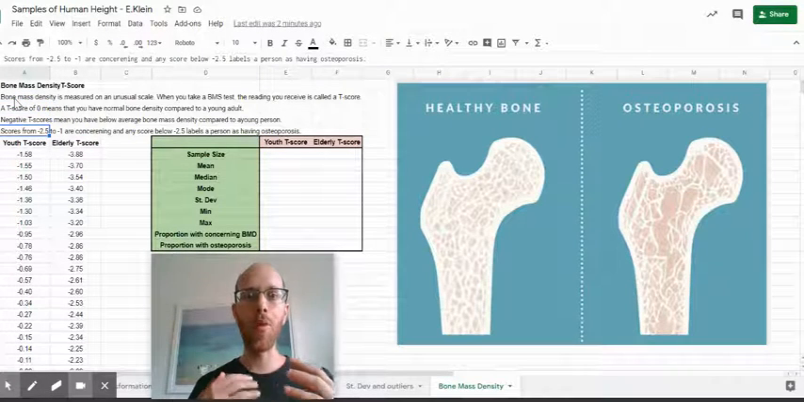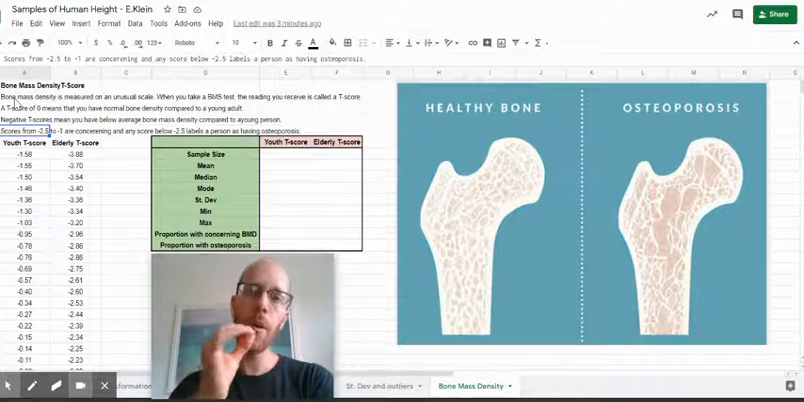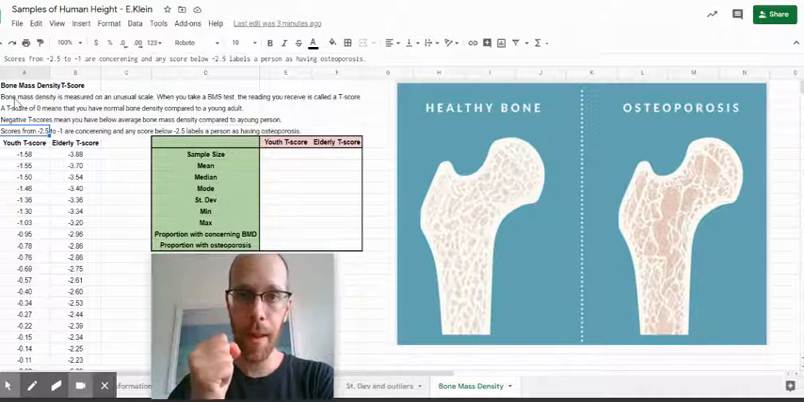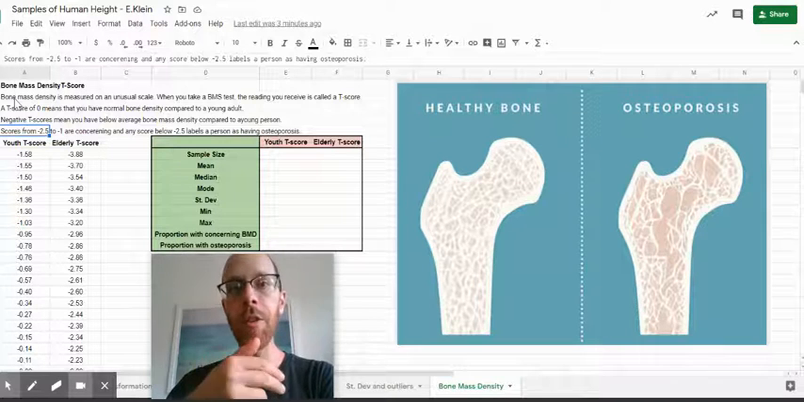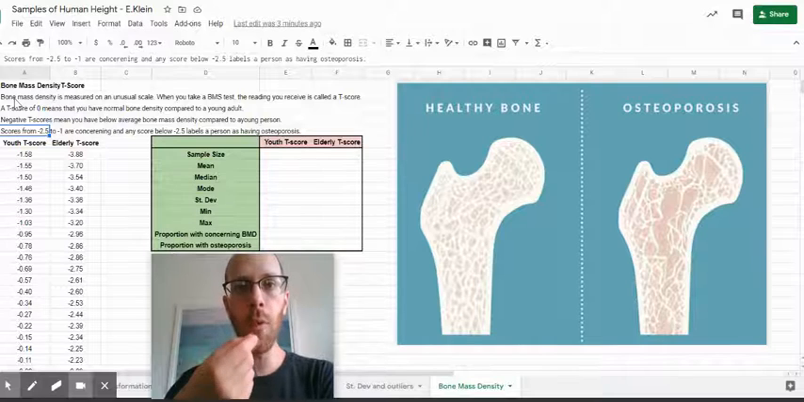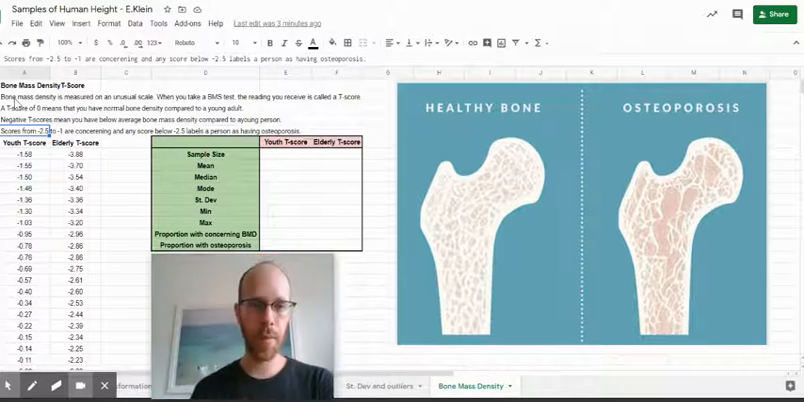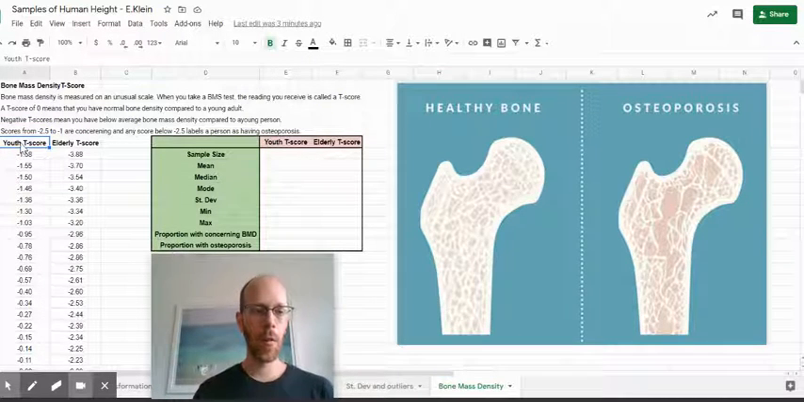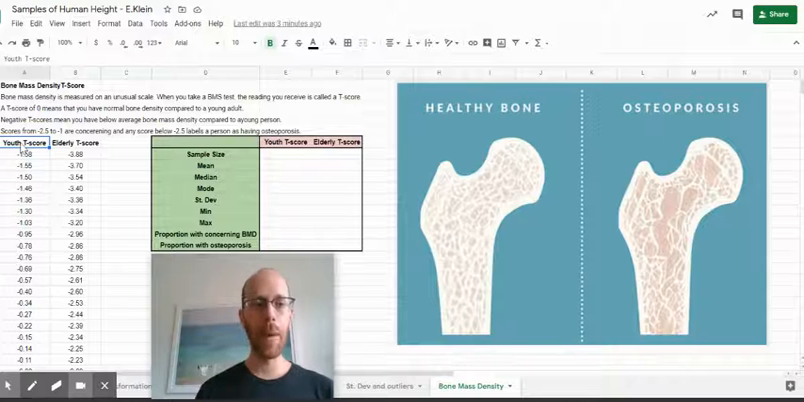The way that they are rated goes like this. If your bone density score, your T-score, is between a negative 2.5 and a negative 1, that is considered concerning. Whereas if it is negative 2.5 or below, you are diagnosed with osteoporosis. So what I have here are two groups that we're going to compare. The first column is young people's scores, and the second one is old people's scores.